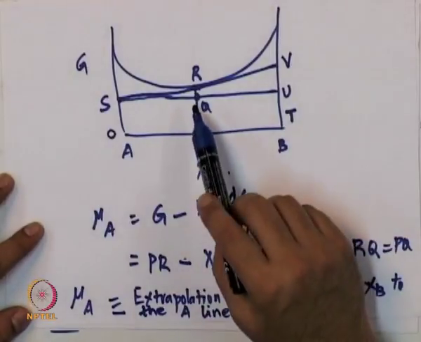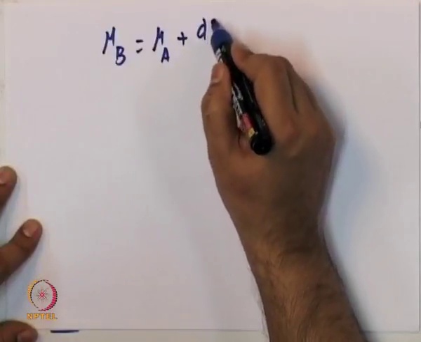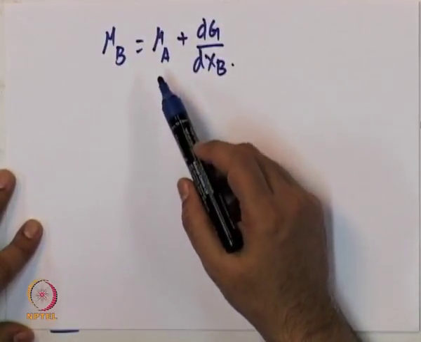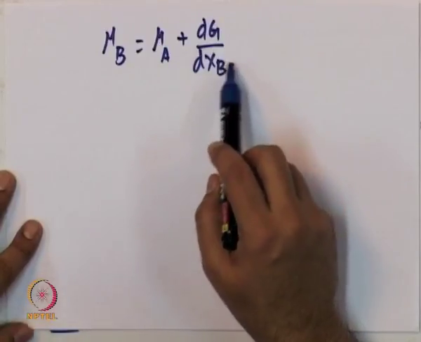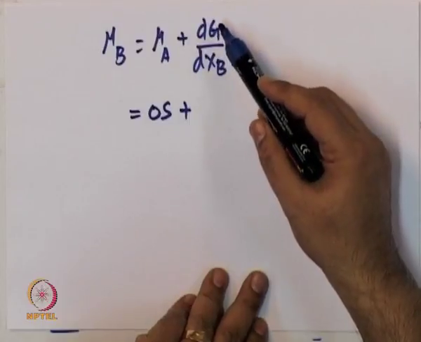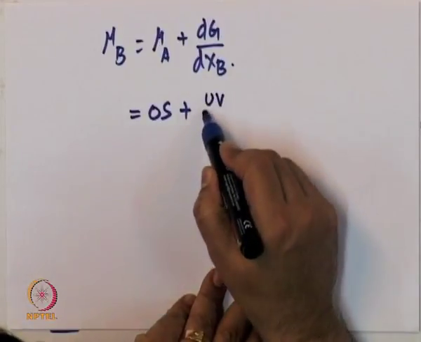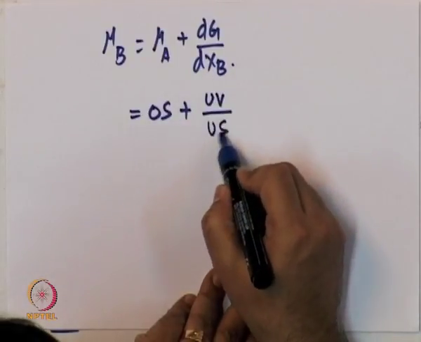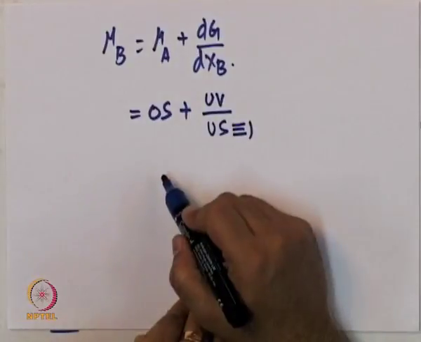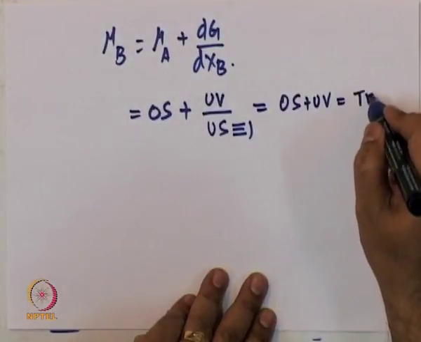In a similar fashion, you can also define mu b. From the earlier expression, we know that mu b is nothing but mu A plus dG by dx b. So this is one of the expressions that we derived earlier. Mu A, we just proved, is equal to O S. Plus dG by dx b, what is dG? That is U V, over dx b, which is the entire distance on the curve, so that is equal to 1. So O S is equal to U V. So it is O S plus U V, that is nothing but T V on the curve.